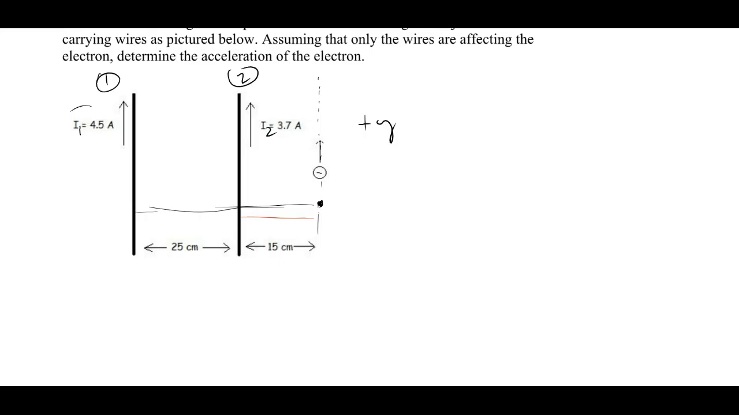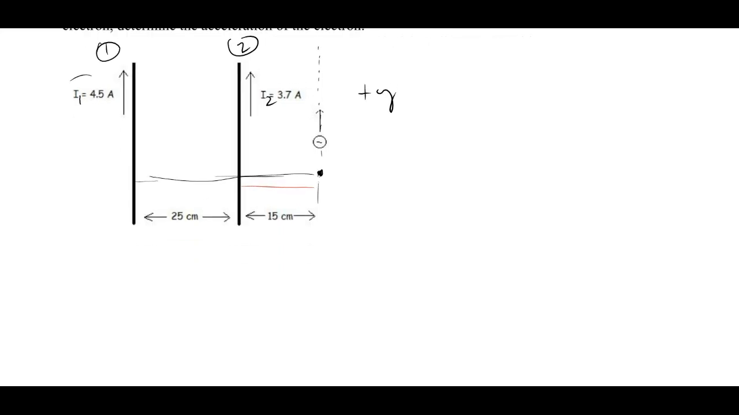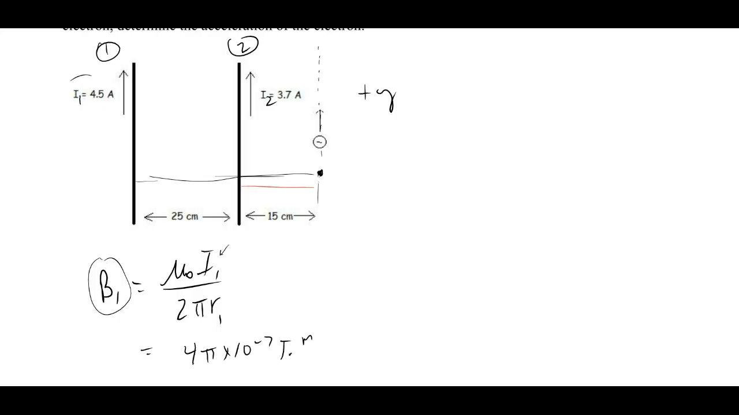So I'm going to find the magnetic field from this wire just at that spot. How do I go about finding the magnitude of the magnetic field at that spot? So B1 would equal mu naught I1 all over 2 pi R1. The subscripts are there just to make sure that I'm finding the magnetic field due to wire 1. I need the current through wire 1 and the distance to the spot. So mu naught, of course, is 4 pi times 10 to the negative 7th Tesla meter per amp. That's just a given quantity. The current is 4.5 amps.